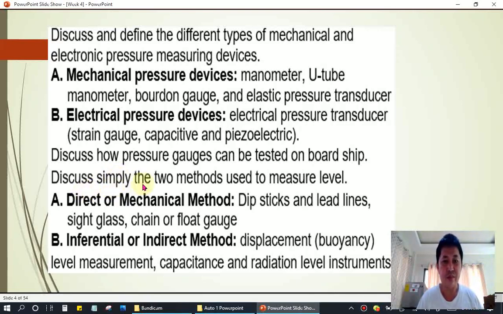the two methods used to measure level. So direct or mechanical method by the use of dipsticks and lead lines, sight glass, chain or float gauge. Inferential or indirect method. So displacement, buoyancy level measurement, capacitance, and radiation level instruments.